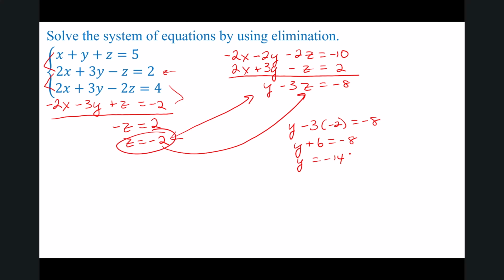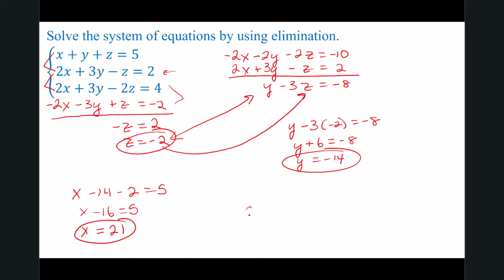So far I know z and I know y. Then I'm going to take both of those and plug them into one of my original equations. I'm going to use the top equation. So I have x plus -14 plus -2 equals 5, or x minus 16 equals 5. Add 16 to both sides, and I get x equals 21. So my solution would be the point 21, -14, -2.